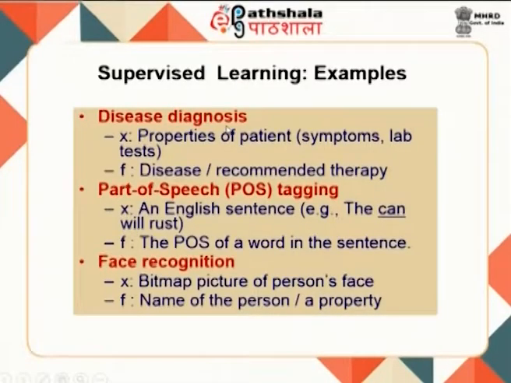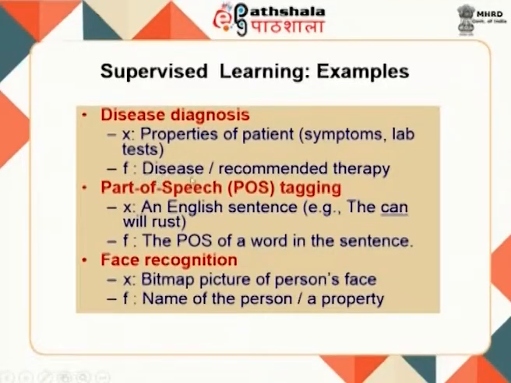The examples that you have are disease diagnosis. So, disease diagnosis, X can be the properties of a patient, for example, symptoms, lab tests, okay. And the output that you have can be the disease or recommended therapy, okay. Now, here the properties of the patient, the features you use, can be different also. You can have symptoms, lab tests and doctor's reports of previous cases or his own case. So, it depends on how you want to do it, okay.